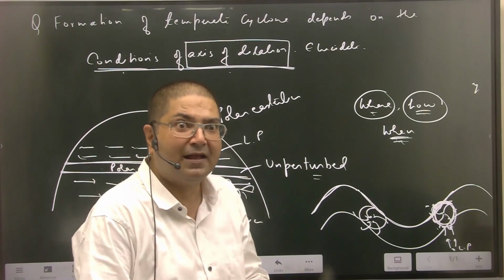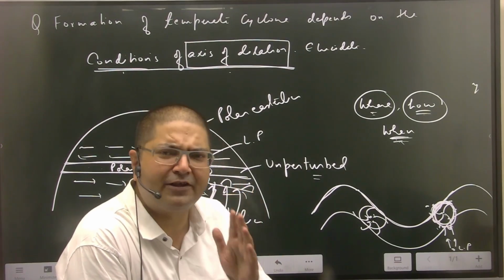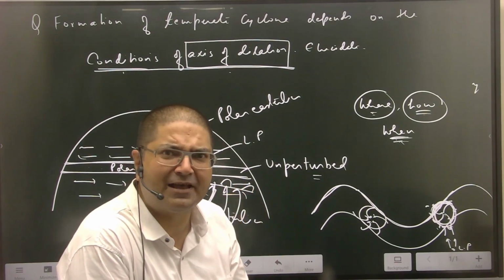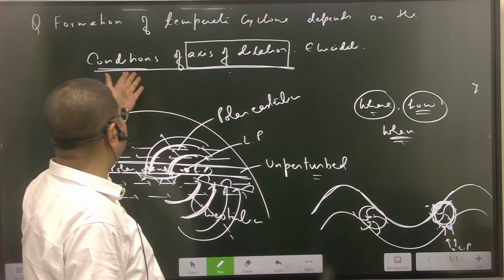Doubts creep in. There's apprehension in your mind whether I'm going right or wrong. Arey beta, have faith in yourself. If your clarity of concept is there, formation happens on the polar front. That means this is the axis of dilation.